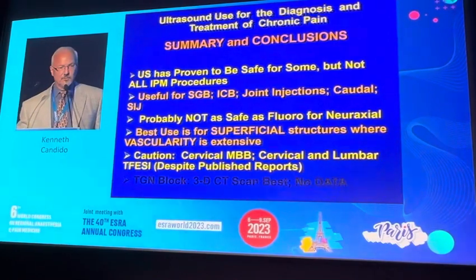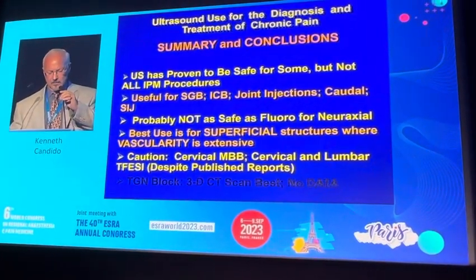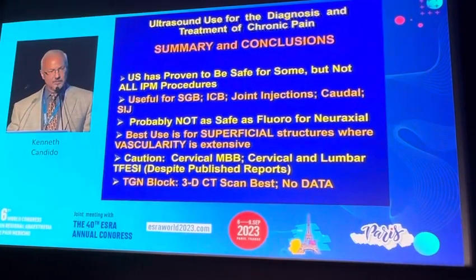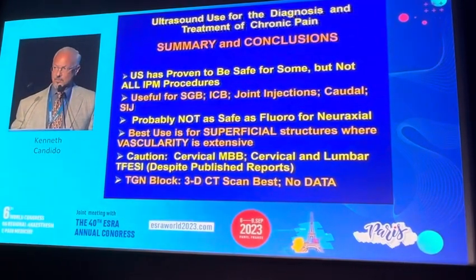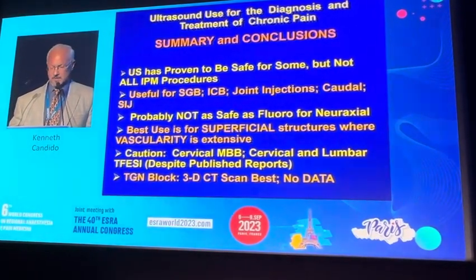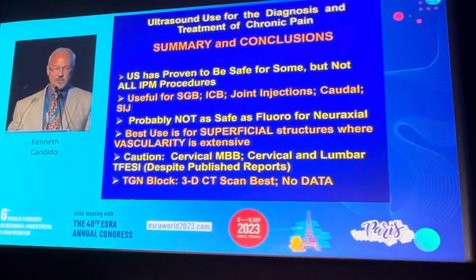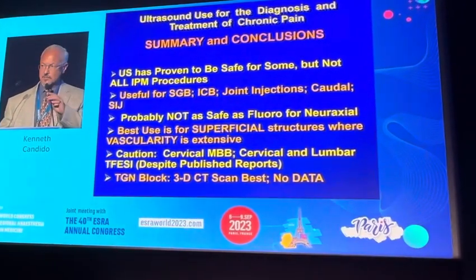And the best use of ultrasound is when the target is superficial, where there's vascularity. I would raise caution for cervical medial branch blocks and for lumbar and cervical transforaminal injections. Even when you have to find the vasculature, I still rely heavily on fluoroscopy as I was trained. For trigeminal nerve block, I believe in the use of 3-dimensional reconstruction using a CAT scan, but there is no data to support that premise. That's only my clinical impression.